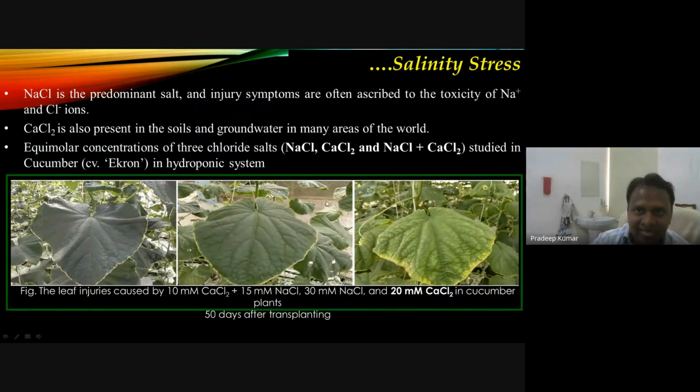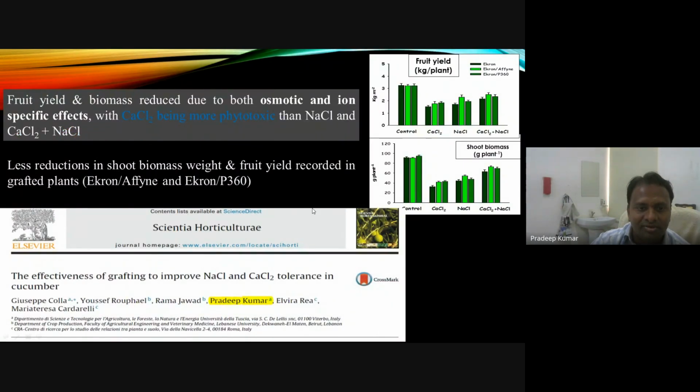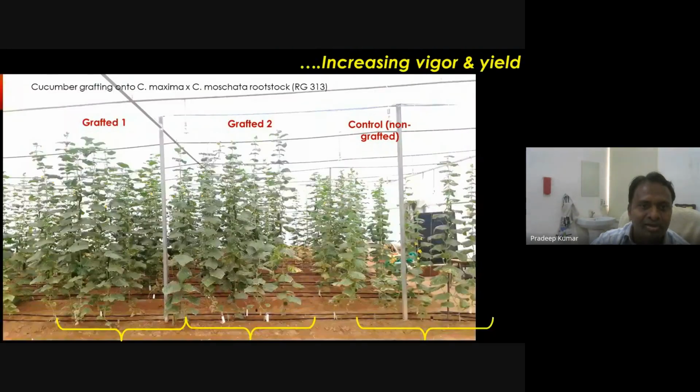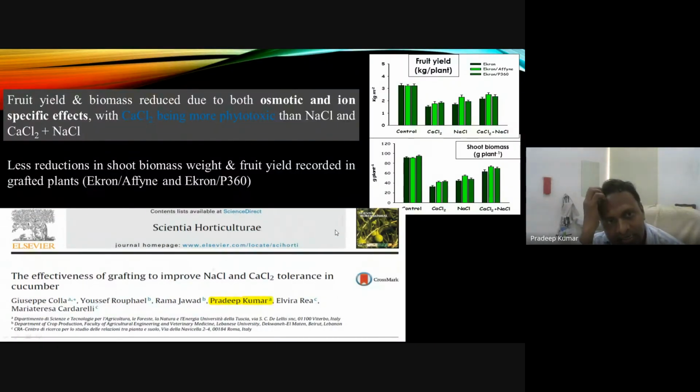And then salinity stress: grafting also provides good tolerance to salinity. You can see the resistant grafted plants and non-grafted plants, and how salinity is affecting them. You can see the yield increase over control. There is a reduction in the yield, but in grafted plants the yield level was significantly higher. This was mainly because of the retention of sodium and chloride in the root system. The rootstock selectively translocates nutrients to the shoots, but not sodium and chloride. The uptake is of course there, but translocation was restricted by the rootstocks.